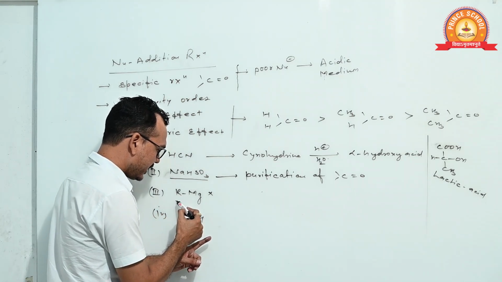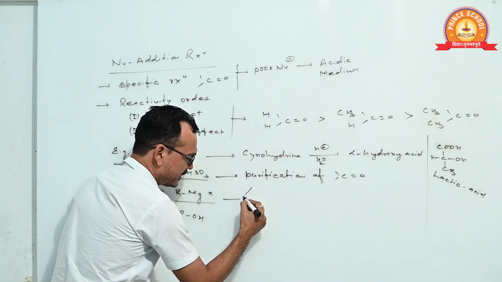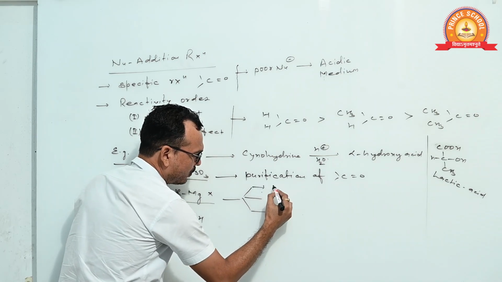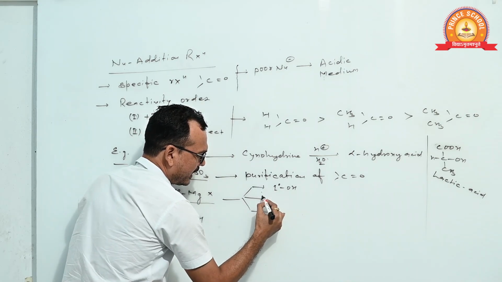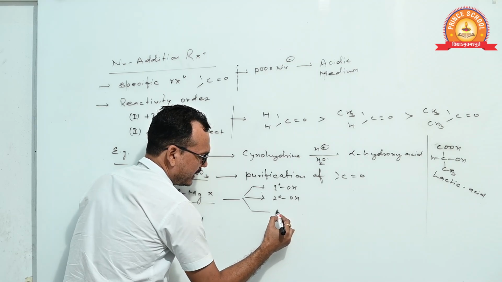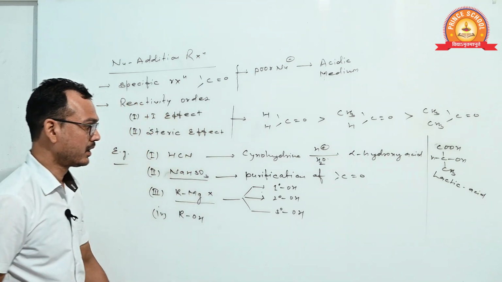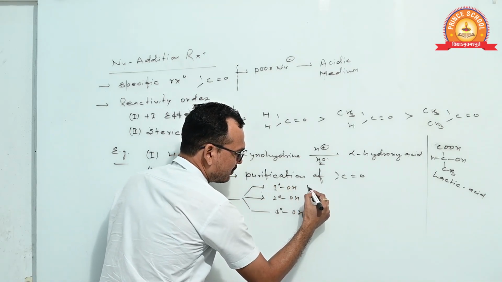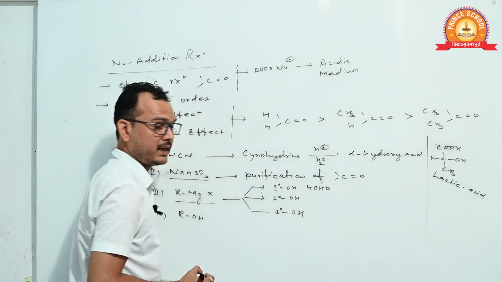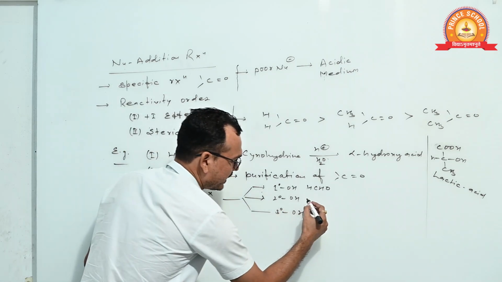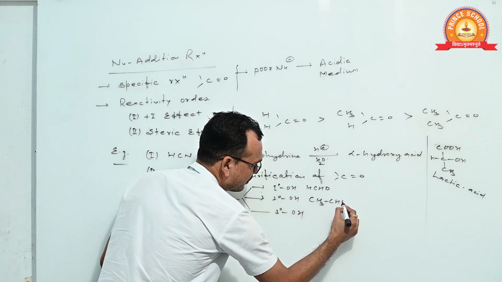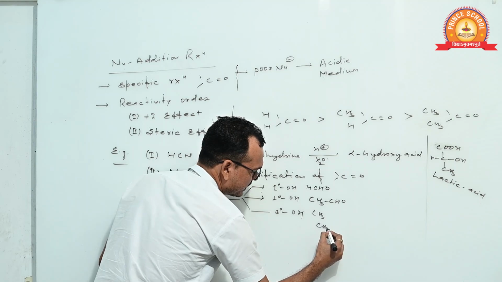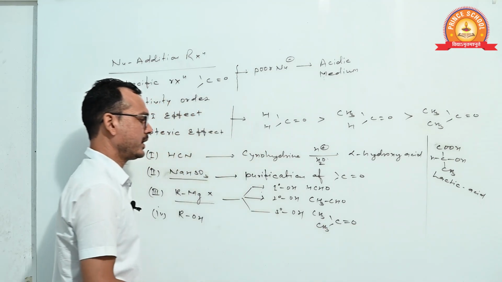Is that clear? And what is the utilization of this reaction? This reaction gives the 1 degree alcohol and 2 degree alcohol and 3 degree alcohol. 1 degree alcohol when Grignard reacts with formaldehyde, when Grignard reacts with acetaldehyde, when Grignard reacts with CH3 C double bond O acetone.